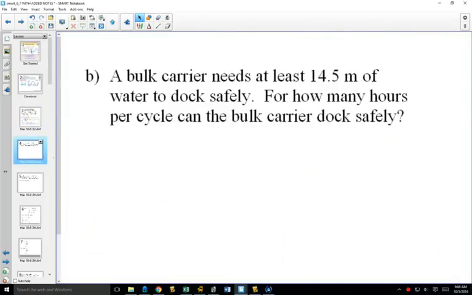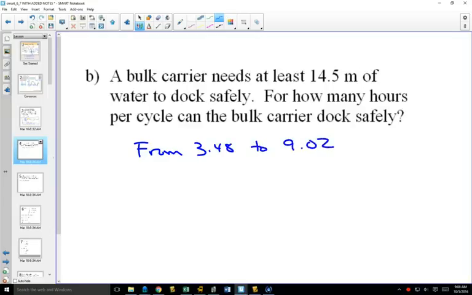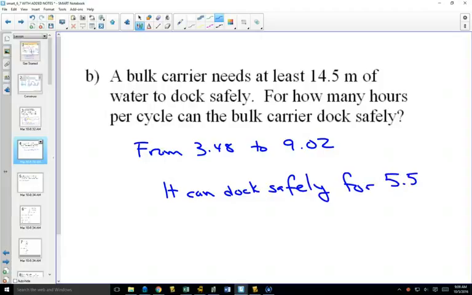For how many hours per cycle can it dock safely? Well, that's from 3.48 to 9.02. If we subtract those, what do we get? 5.54. So this is definitely a calculator question.